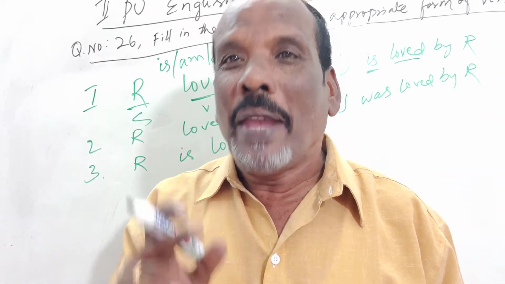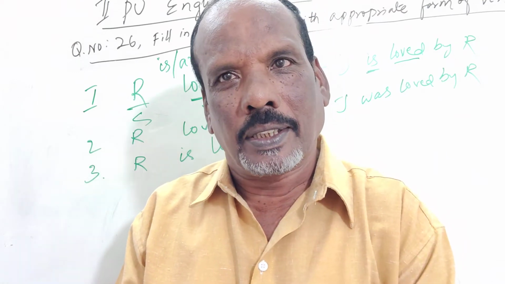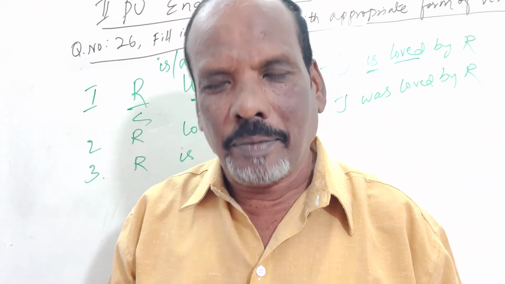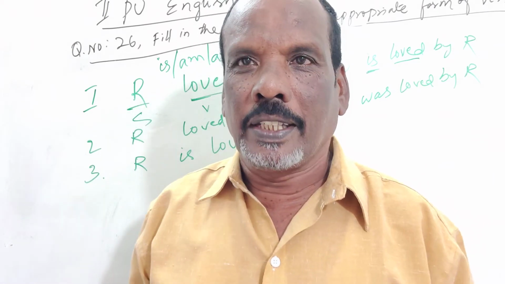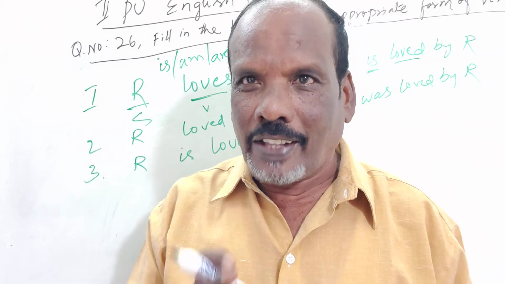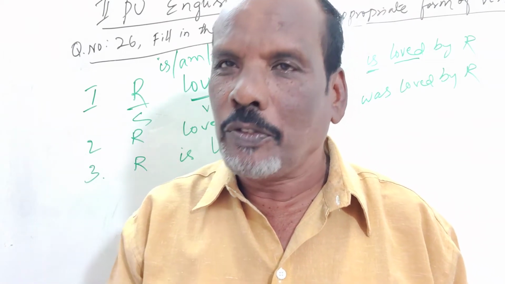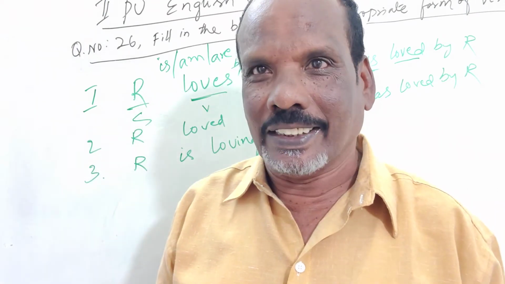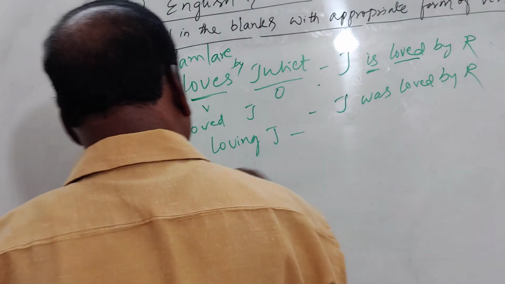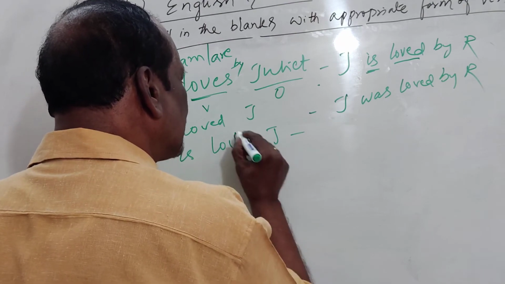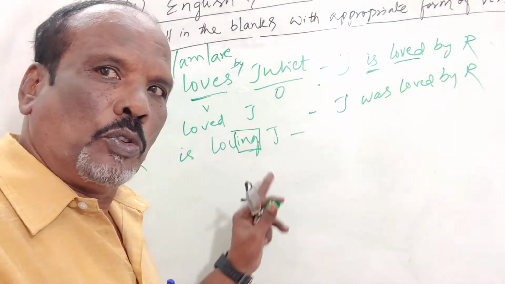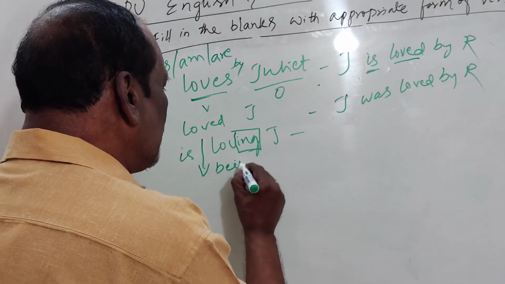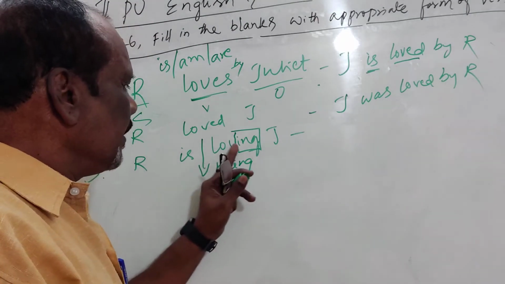So the main verbs are come, go, drink, eat, die, dance, sleep. These are all main verbs. Here, he is loving. Here there are two verbs. "Is" is the auxiliary verb and "loving" is the main verb. Love ends with ing. So what you have to do is remove this ing and use being in between these two verbs.